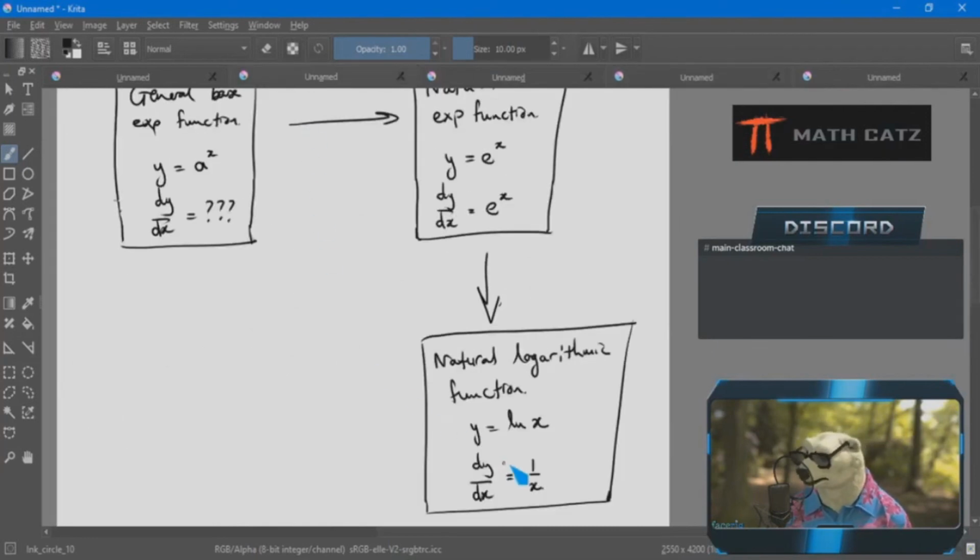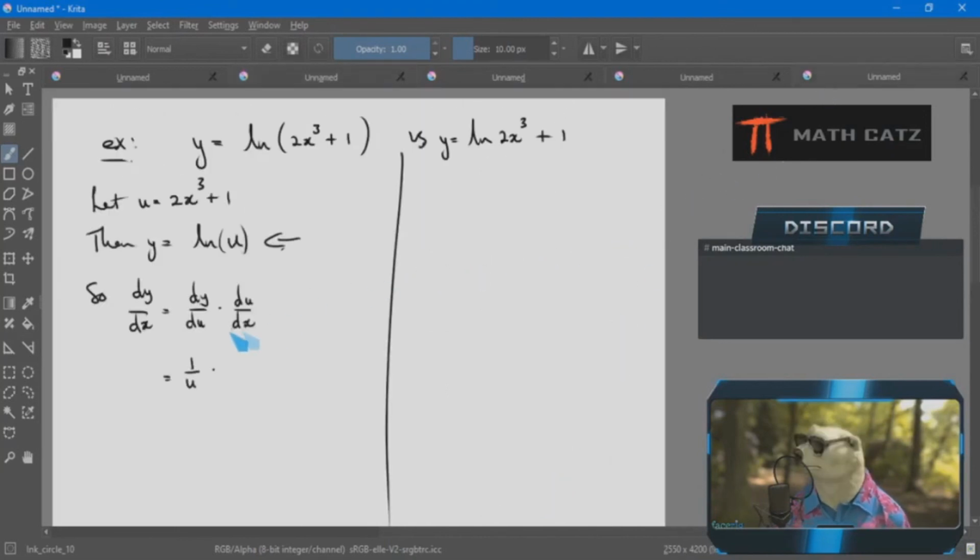Oh, here. Right there. If it's a single variable, just like here, it was a single x, then the derivative is e to the x. If it's a single x, then it's 1 over that x. If I call the variable a u, well, that doesn't change anything. It's single. Then it's just 1 over that.